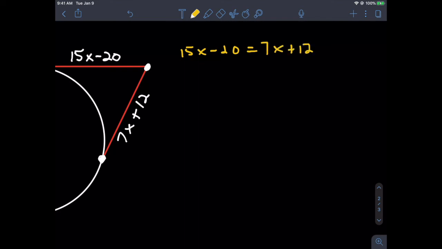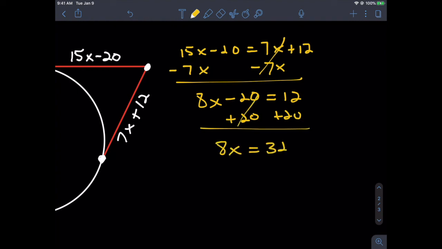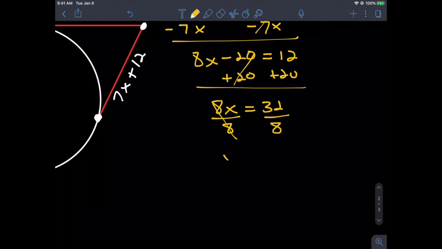Now, to solve, when we have variables on both sides of the equals, we need to bring the smaller variable over to the bigger variable. We do this in this case by subtracting 7x from both sides. This gives us 8x minus 20 is equal to 12. Again, normal solving problem. We want to get x by itself. Move the constant over. Add 20 to both sides here. That gives us 8x is equal to 32. And then to solve for x, we divide both sides by 8. This is going to give us a final answer of x equals 4.